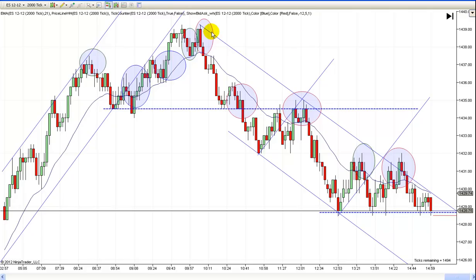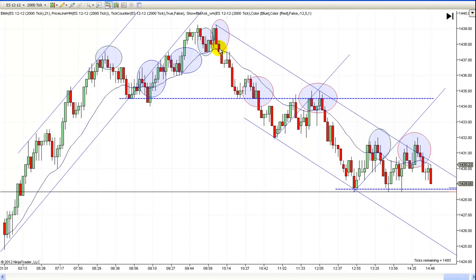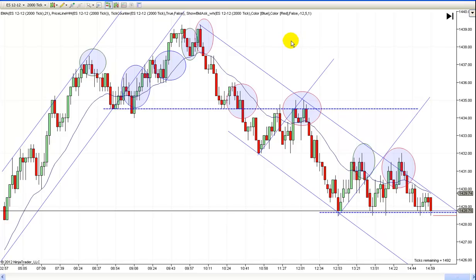But this was the setup of the day, and it would have got you short from the high of the day. But anyway, luckily I only lost a tick or two right there, and then I was able to make it back up on the way down. And then the next trade, let me talk about this one. I got tricked again right here.